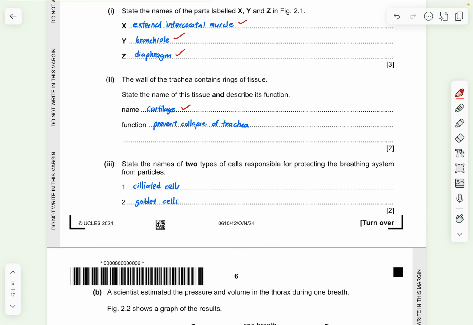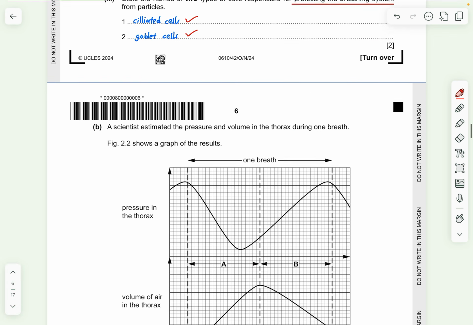Part 3. State the names of 2 types of cells that are responsible for protecting the breathing system from particles. So this is quite straightforward. You know that this helps with your first line of defense. So what are the cells that are there? Ciliated cells or the goblet cells. Okay, it's quite straightforward. But of course you have to know these specialized cells.